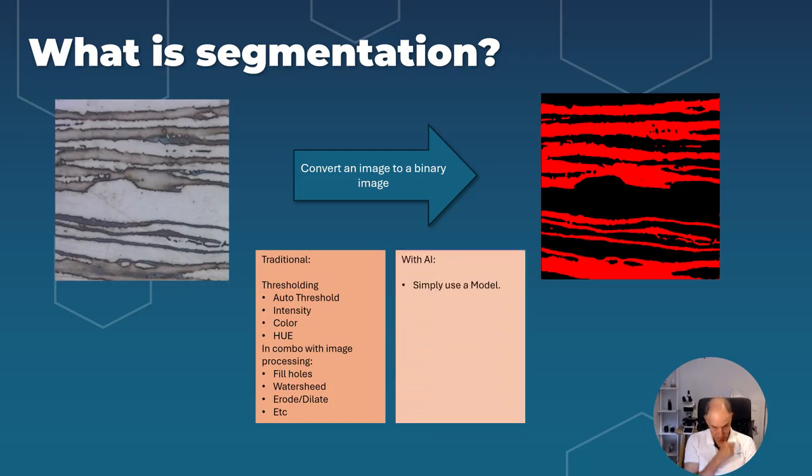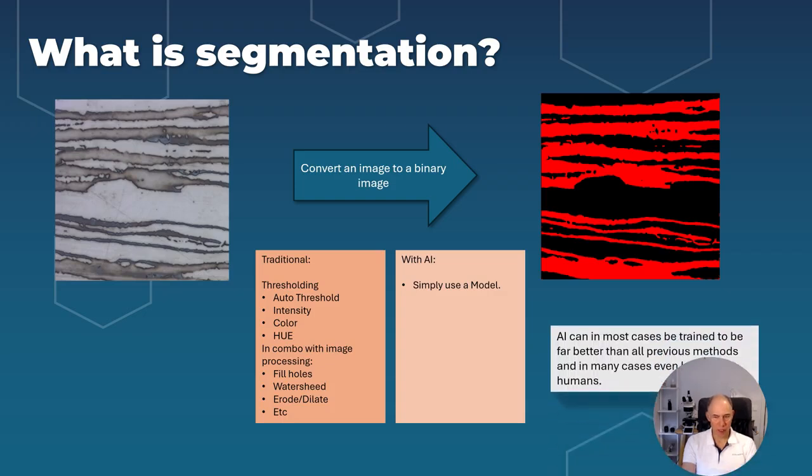So using AI, we replace this technology with just a simple use of a model. The idea is that with the click of a button, convert the image into a binary image. AI can be trained to perform far better than all the previous methods, and in many cases actually a lot better than humans, at least if you consider the time spent on doing this.